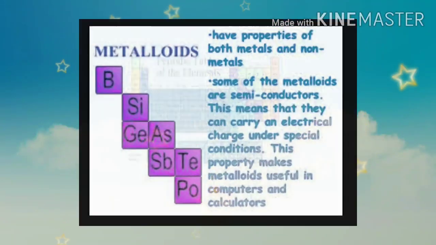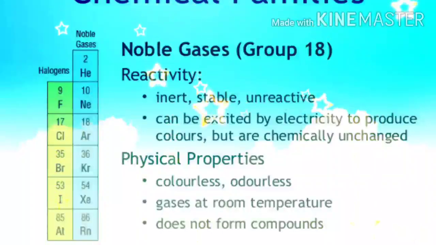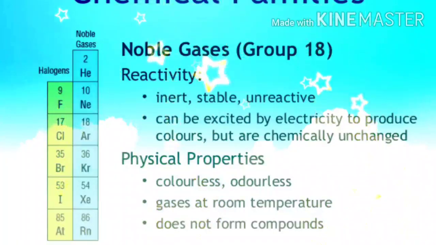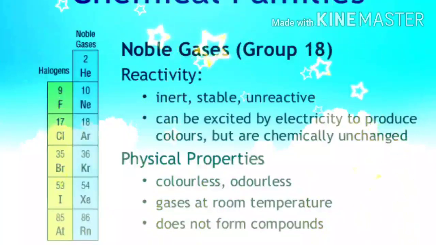The third category is the metalloids. They have the properties of both metals and non-metals. Some of the metalloids are semiconductors, which means they can carry electrical charge under special conditions. This property makes them useful in computers and calculators. Next are the noble gases, which are also called inert gases, rare gases, stable gases and unreactive gases, and they are colorless and odorless.